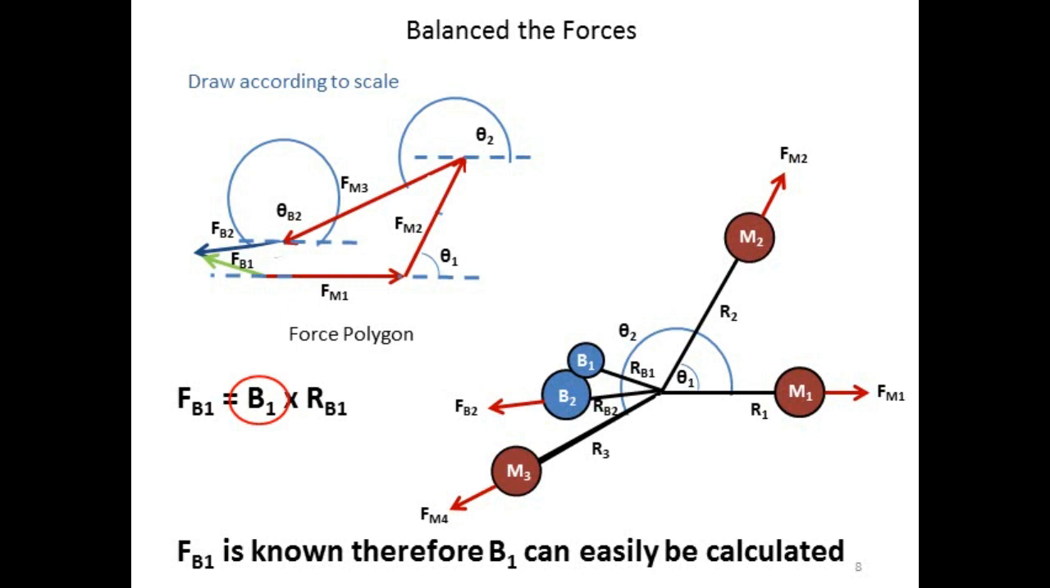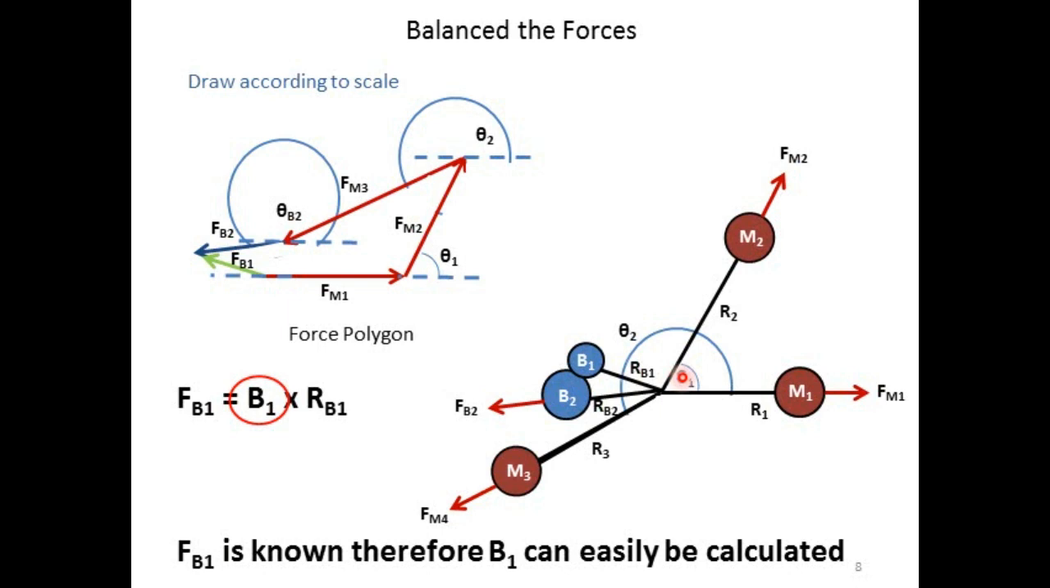Next, we will draw a force polygon. In case of the force polygon, the additional force is from the balancing mass B2, which is FB2, because if the balancing mass B2 is known, and the radial distance RB2 is known, then we can easily calculate FB2. So FB2 is known in our situation because we already have calculated mass B2. From this mass B2, FB2 can be easily calculated.